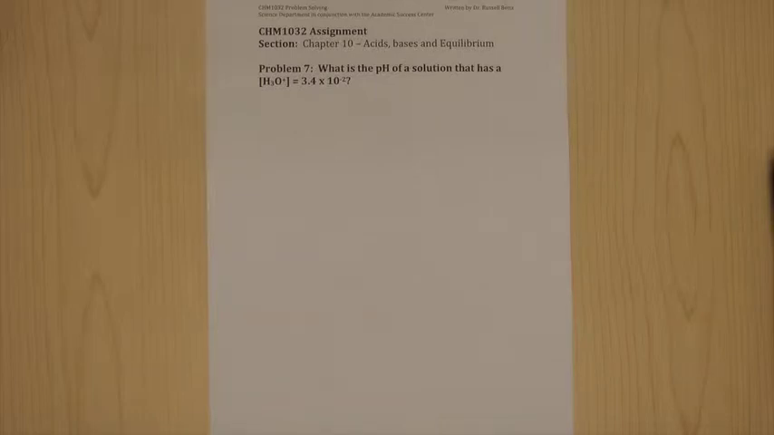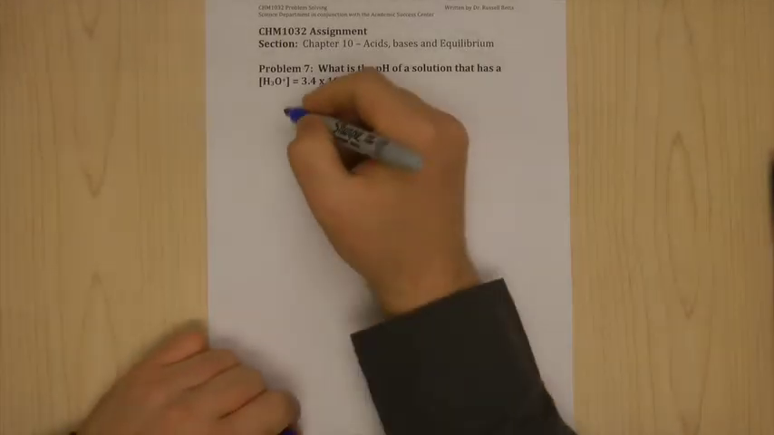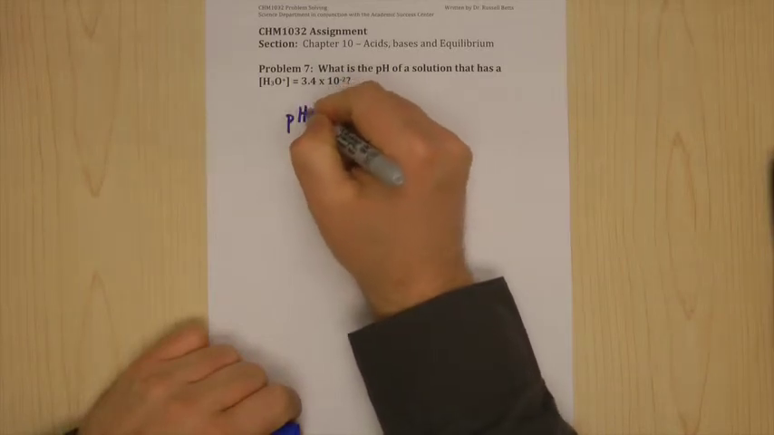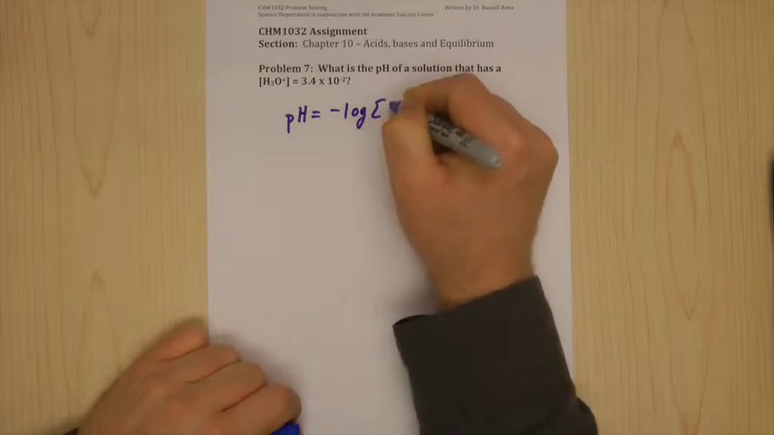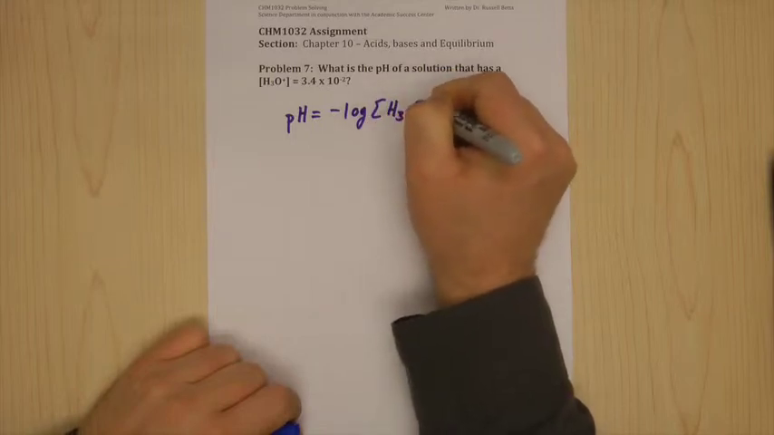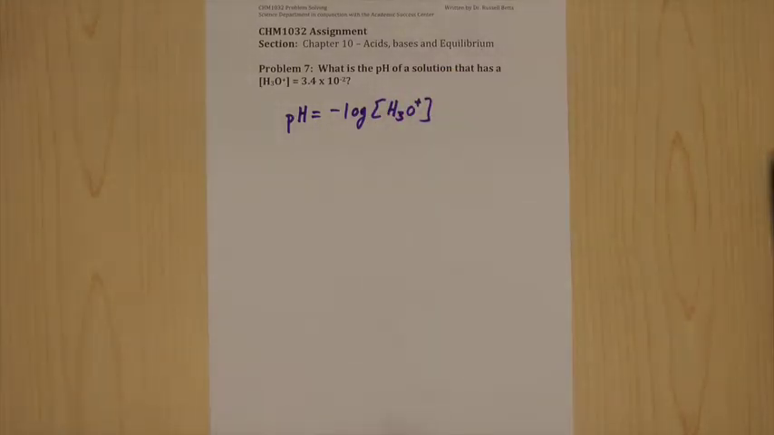Chapter 10, Problem 7. What is the pH of a solution that has a concentration of hydronium equal to 3.4 times 10 to the negative 2? It's a very common question. It's a pH question. pH equals the negative log of the concentration of H3O plus. It's a very simple question if you just look at the formula, or the expression or the definition, if you will, of pH.